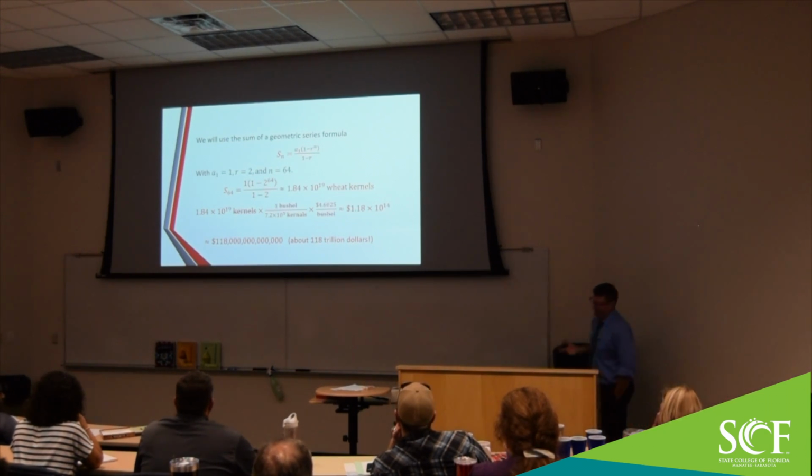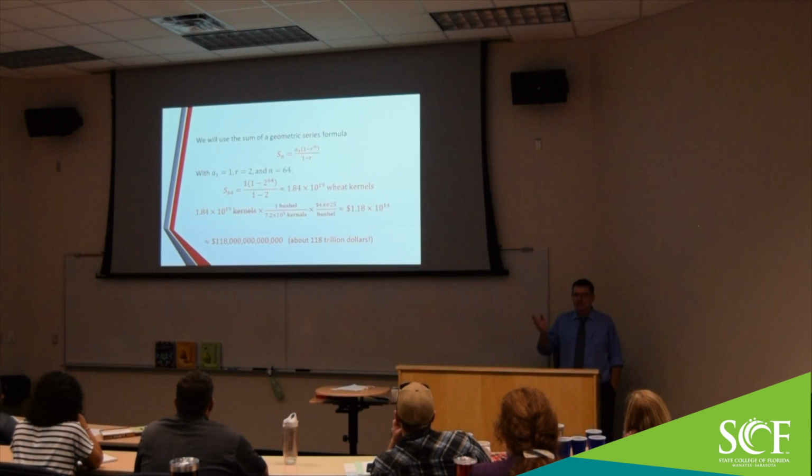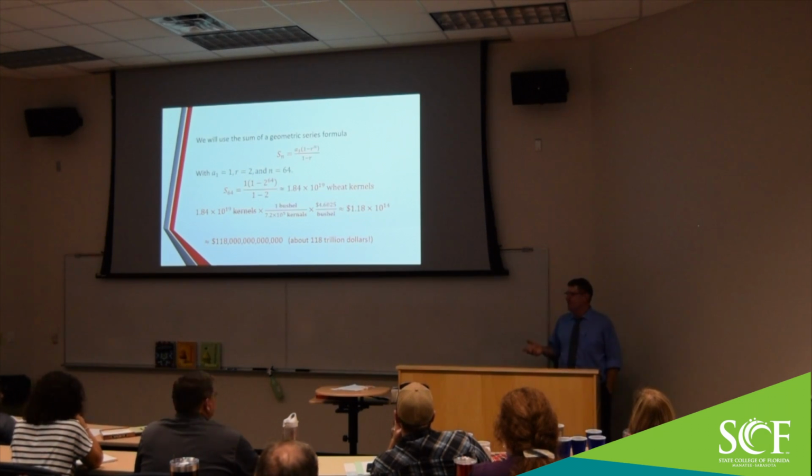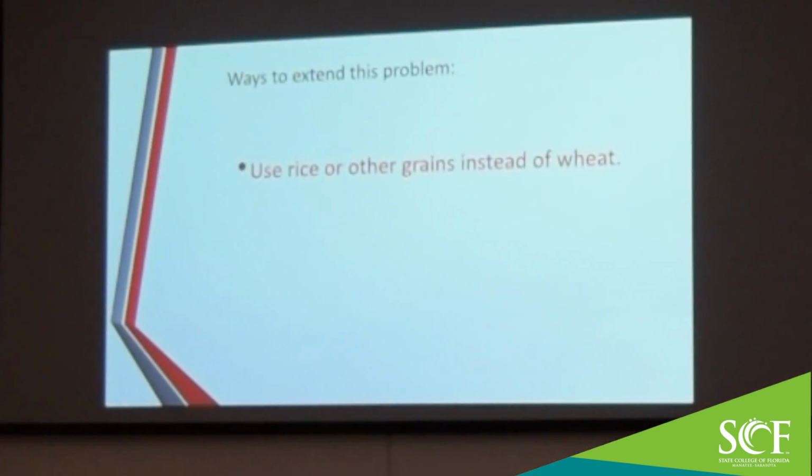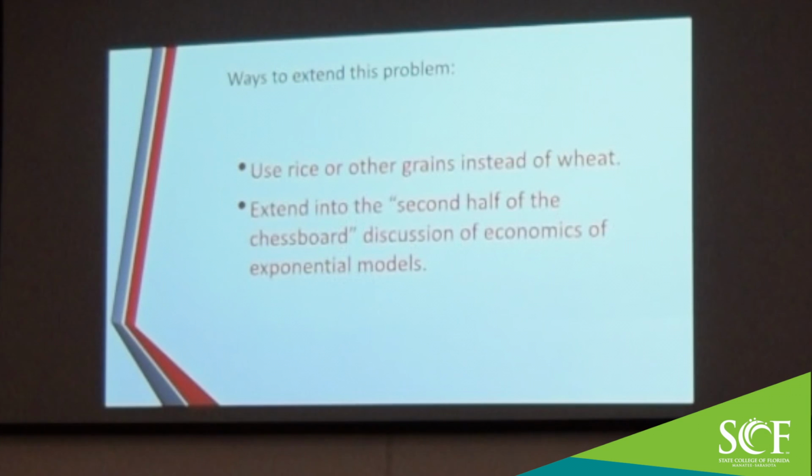So the story goes that the people, the accountants of the kingdom, knew real quickly this was not going to be a workable solution. So, but anyway, there's a lot of ways you can extend this one. You can use any grains you want. Second half of the chessboard.